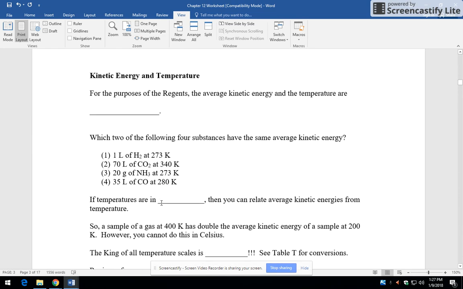Moving on to page 3, we're going to talk about kinetic energy, which is the energy of movement, and temperature. So for the purposes of the regions, the average kinetic energy and the temperature are exactly the same thing.